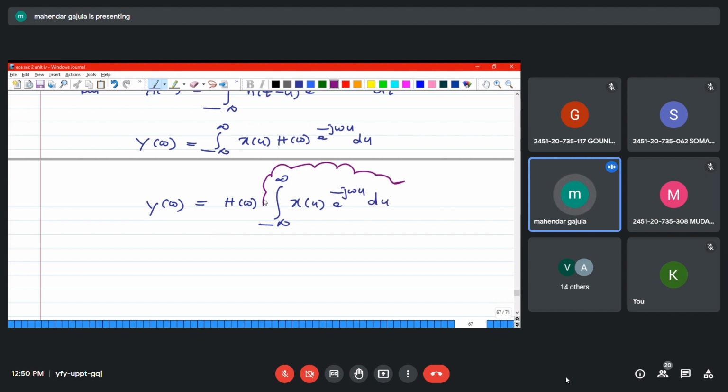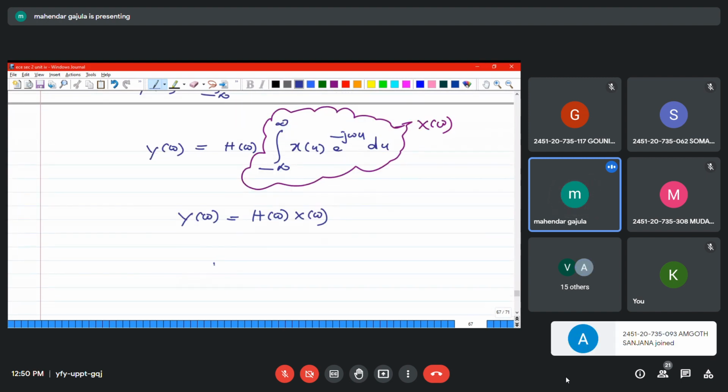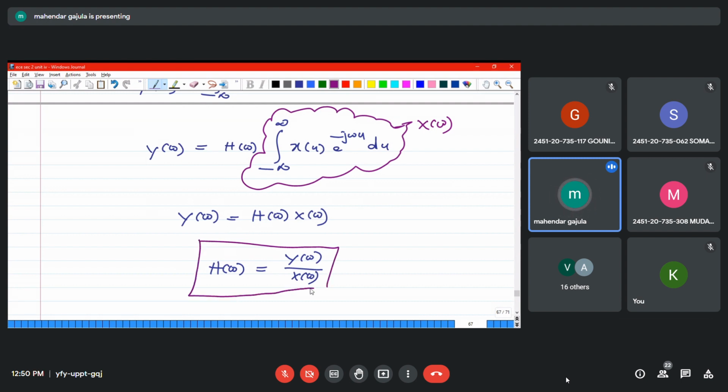What is this? Can anyone tell me? This is X omega, right? So finally we have Y omega equals H omega into X omega, or H omega is equal to Y omega by X omega. So this way you have to prove the transfer function of a linear system.